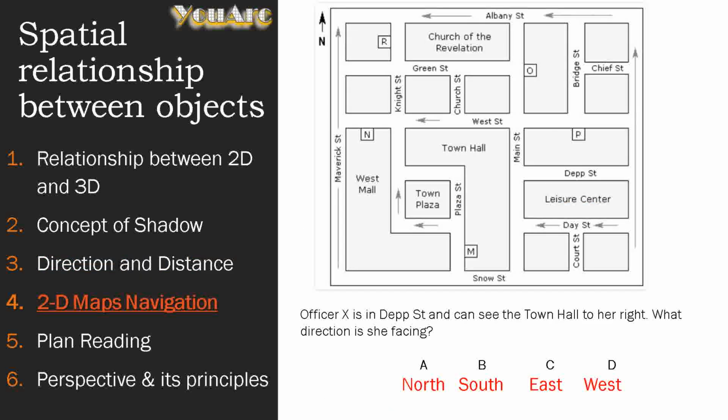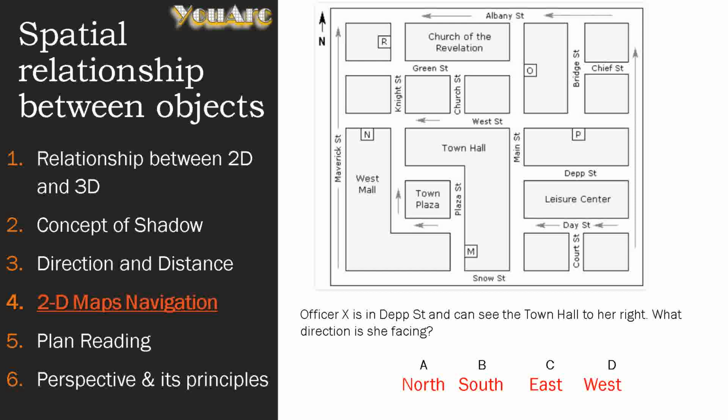So here it is about 2D map navigation. This also checks your spatial relationship between the objects. While you're turning right, left, how is this object related to that, in what direction, in what way. So that is why this topic comes under the spatial relationship between objects.